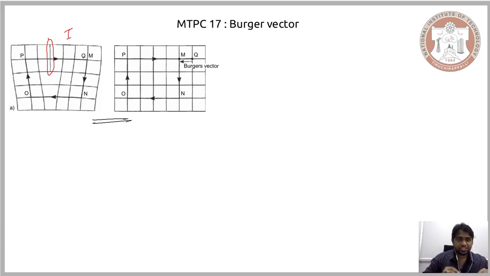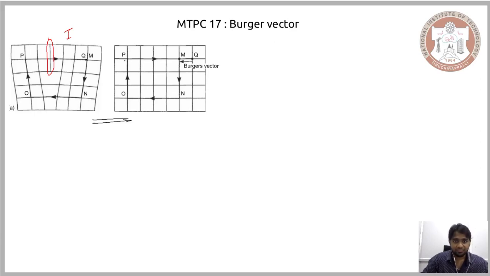Now, for such an arrangement of atoms which includes a positive edge dislocation, we began by constructing the Burgers circuit in order to calculate the Burgers vector. For that, we began with a lattice point wherein we would find an atom, and then constructed a circuit by moving in a clockwise direction from atom to atom. We completed the circuit exactly where we began, so that Q and M coincide with each other.